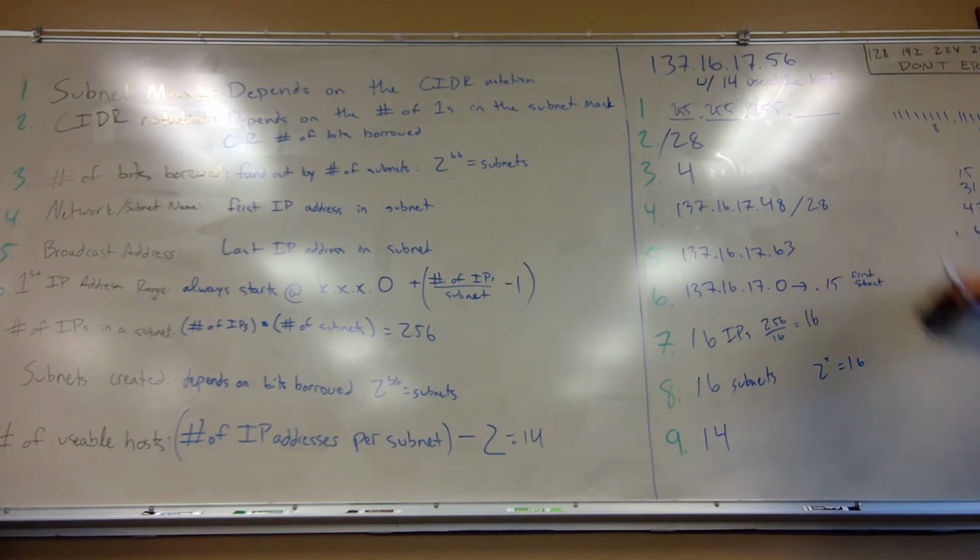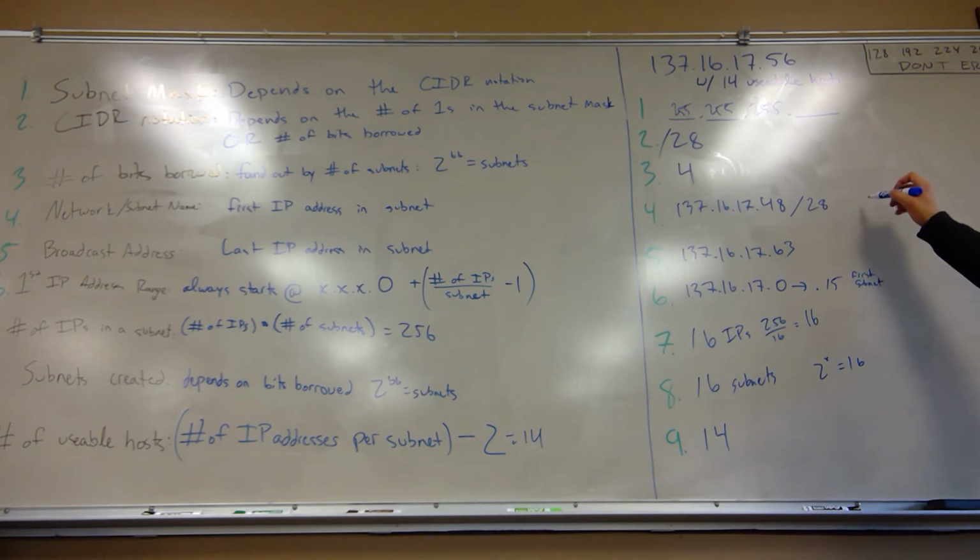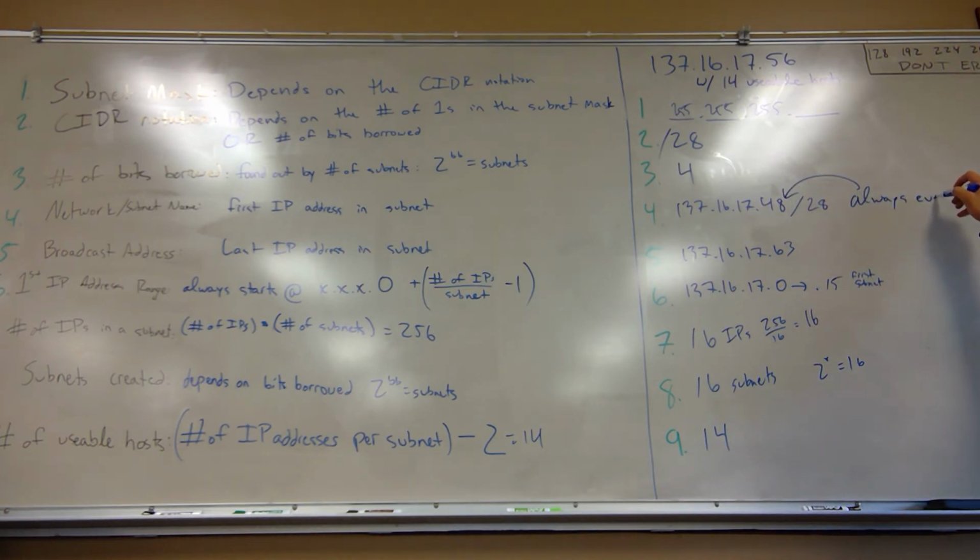So if you ever have my network name, that's this, so always even, always odd. So if you ever have a network name that is odd, or a broadcast name that's even, you've done something wrong. Does that make sense?